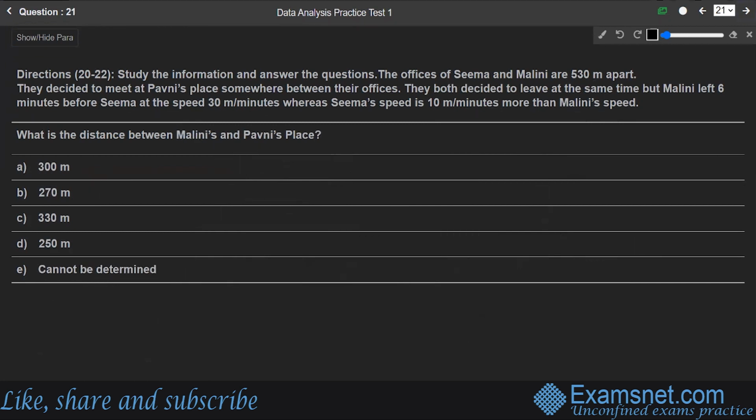Now, the next question says, what is the distance between Malini's and Pavani's place? So clearly we had got this diagram in which this had come out to be 200. Pavani's place was this. Malini's new position was here. And this distance was nothing but 350 minus x. So 350 minus 200 is 150. So this is 150 here.